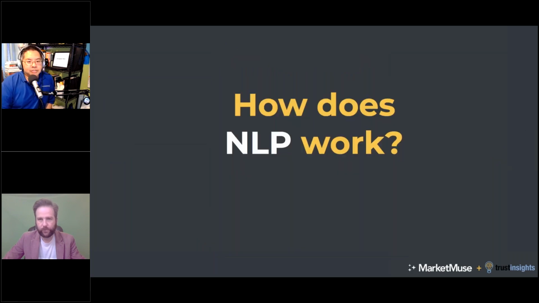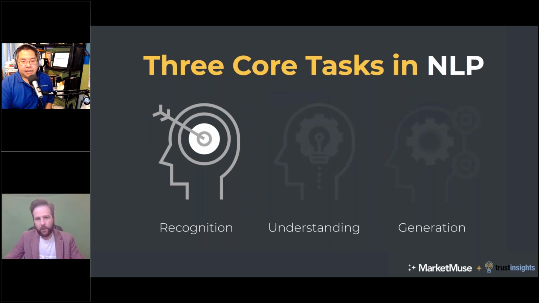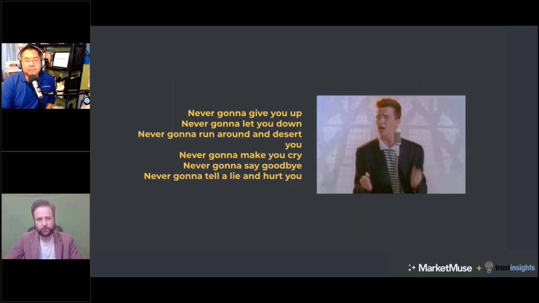So let's briefly take a look at how this works. There are 3 major tasks that computers do in natural language processing: recognition, understanding, and generation. We'll take apart recognition first because it's where, for most people, you're going to start your natural language processing journey. You're going to have a bunch of data, and you want the computer to start to recognize what's in the box, right? What's in the stuff. So let's take a pile of text here.